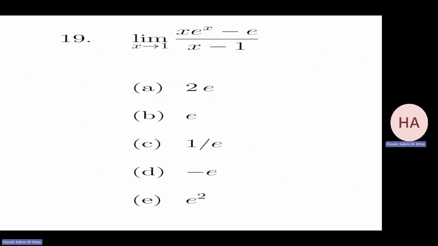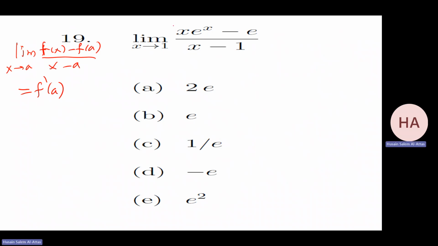If you notice, you need to have this formula in your mind: the limit as x goes to a of f of x minus f of a over x minus a. This is f prime at a.